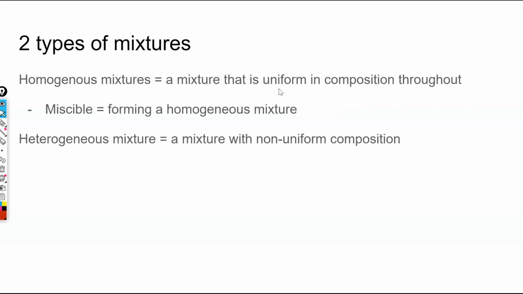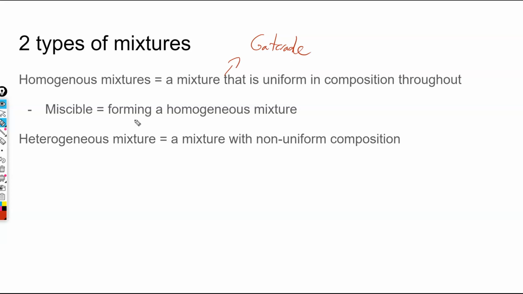Now we can also describe solutions in two ways in terms of how they're mixed. One way is a homogeneous mixture, the other is a heterogeneous mixture. If you know what homogeneous means, or homo, which is same, that means it's a mixture that is uniform in composition throughout. A good example of a mixture that's uniform throughout is, again, Gatorade. You take a sample of Gatorade, no matter if you're from a bottle, it's always going to be the same composition throughout. That's a homogeneous mixture.